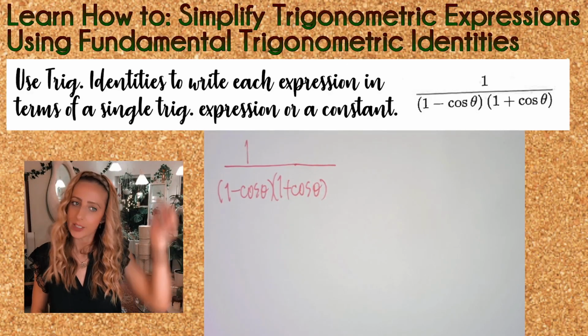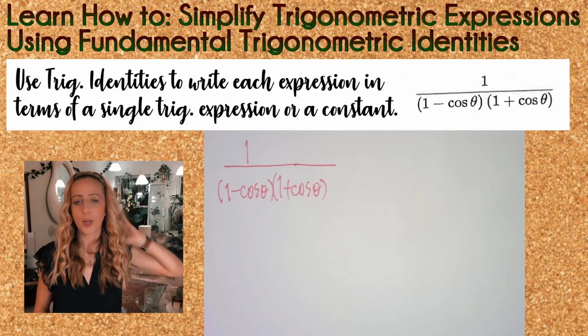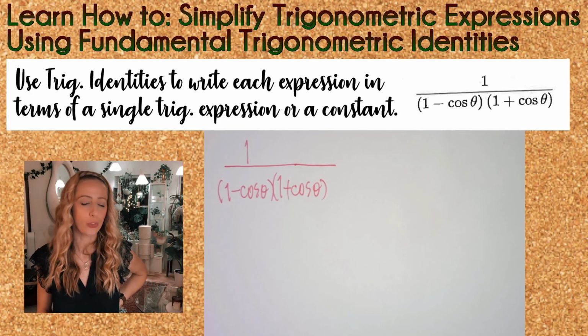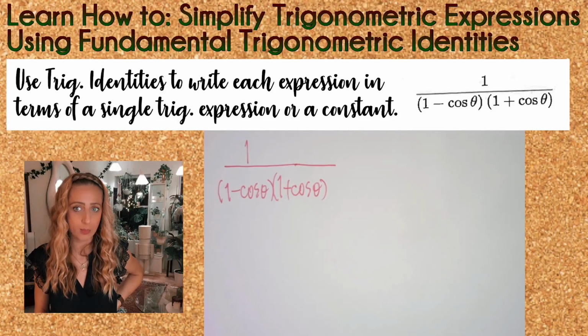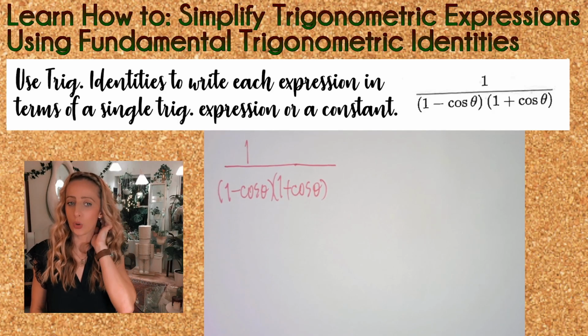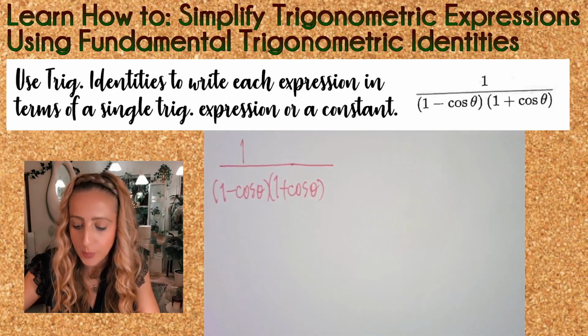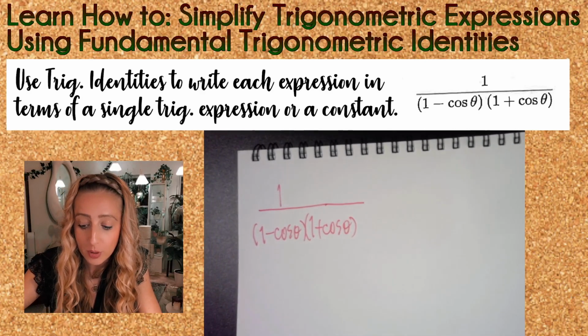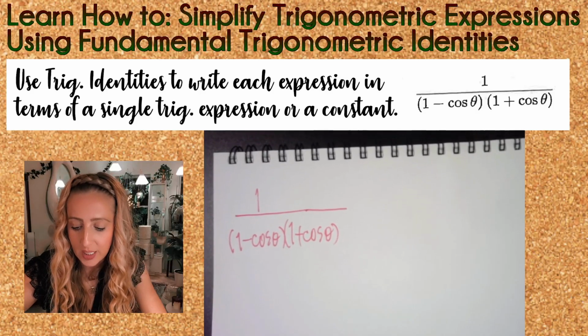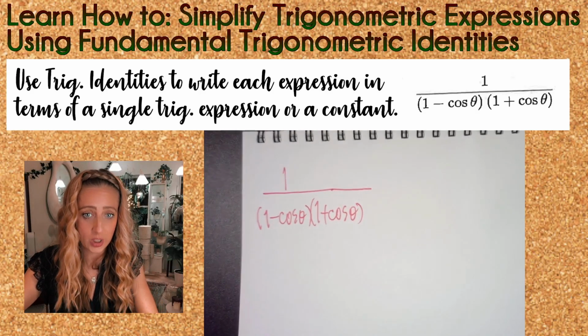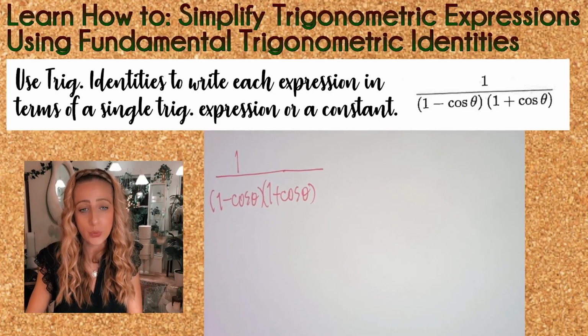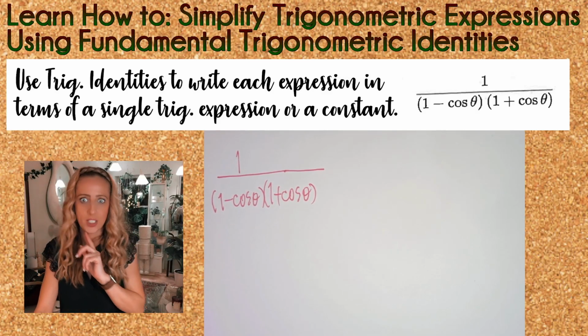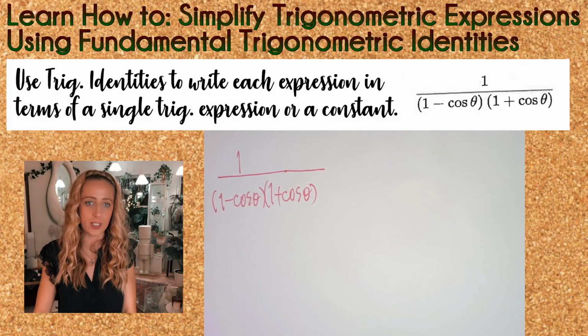Hey everybody, in this video we are going to simplify the trig expression you see on your screen right now, 1 over the product of 1 minus cosine theta times 1 plus cosine theta. Our goal is to get it down to a single trigonometric expression, no denominators if possible, and maybe even a constant, using the fundamental trig identities, which include reciprocal identities, quotient identities, and Pythagorean identities.